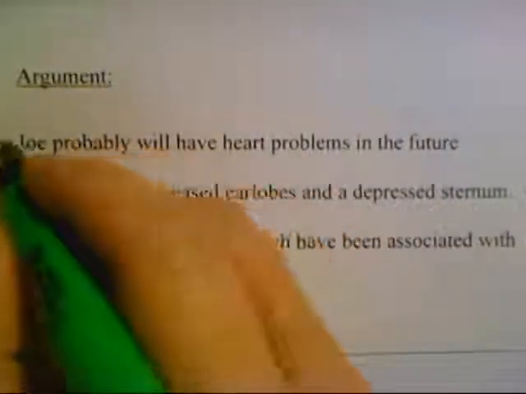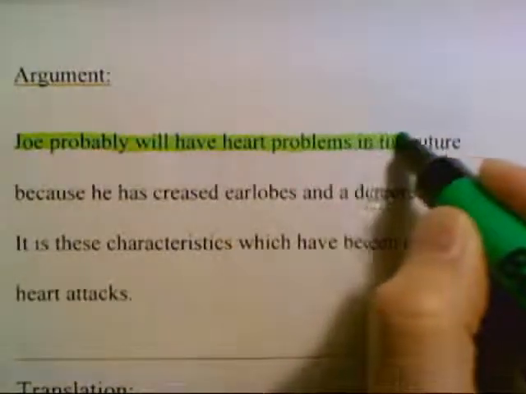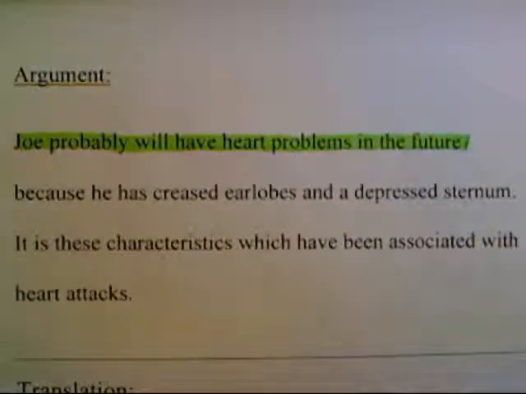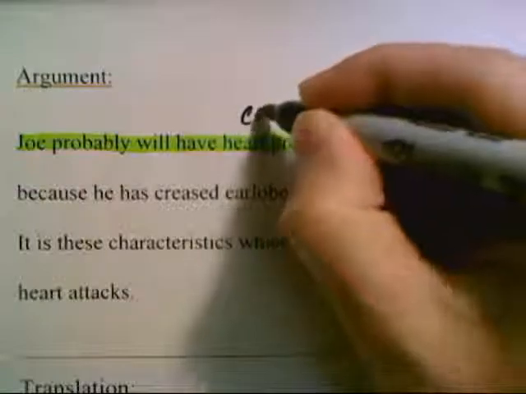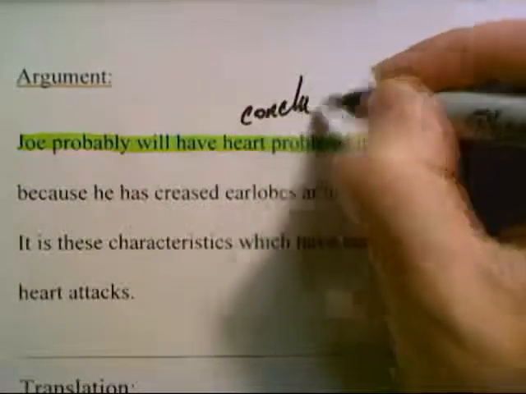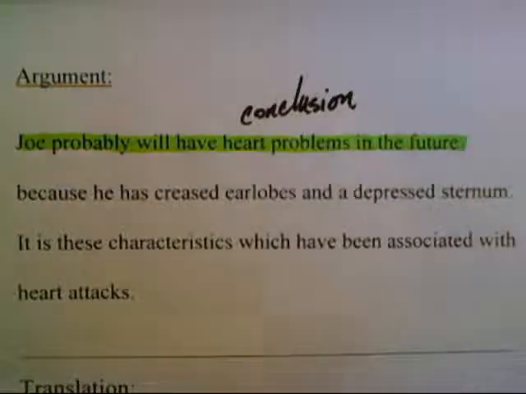So if we look through the language of the argument here, I'm going to highlight for you. Joe probably will have heart problems in the future. This is the conclusion of the argument. So I'm going to label that here for you. And this is actually what you should do for yourself when you're going through these exercises. So there's the conclusion of the argument.